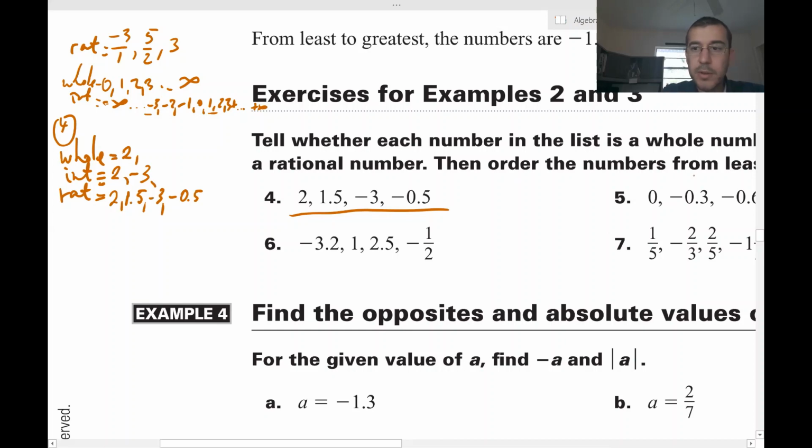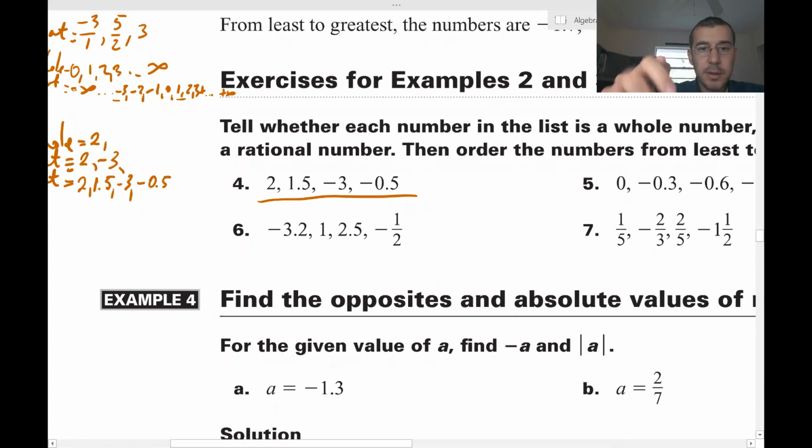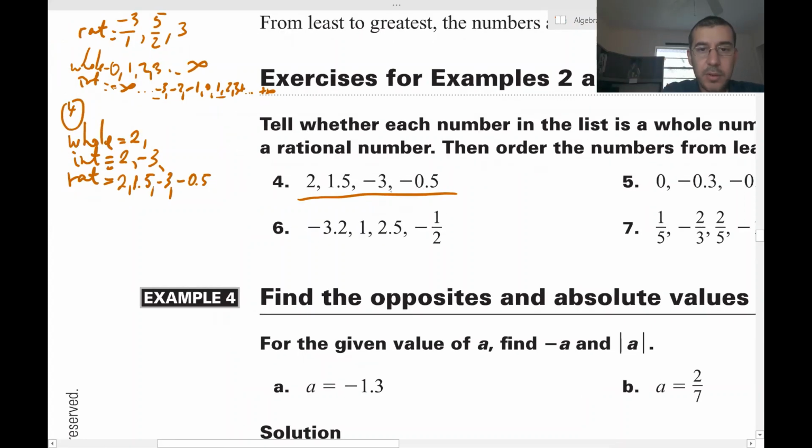And then order the numbers from least to greatest, okay? So we have negative numbers, so those are going to be listed first. So which one is least? -3 is to the left of -0.5, so -3 comes first, and then -0.5, and then 1.5 is smaller than 2, right? And 2 is the largest of these 4 numbers.